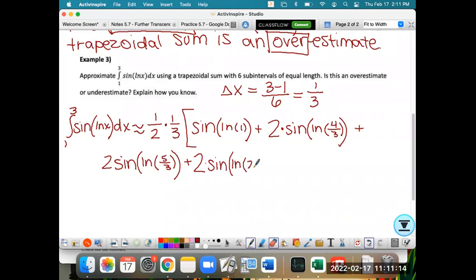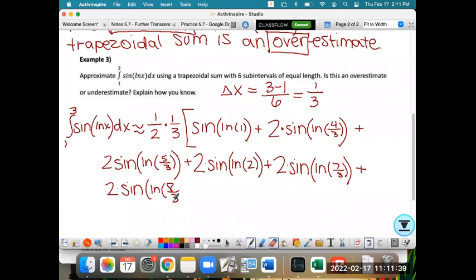Six thirds is 2. Seven thirds. 8/3, and then the next is 9/3. That reduces to 3, so we do not use that twice because that's the very end.